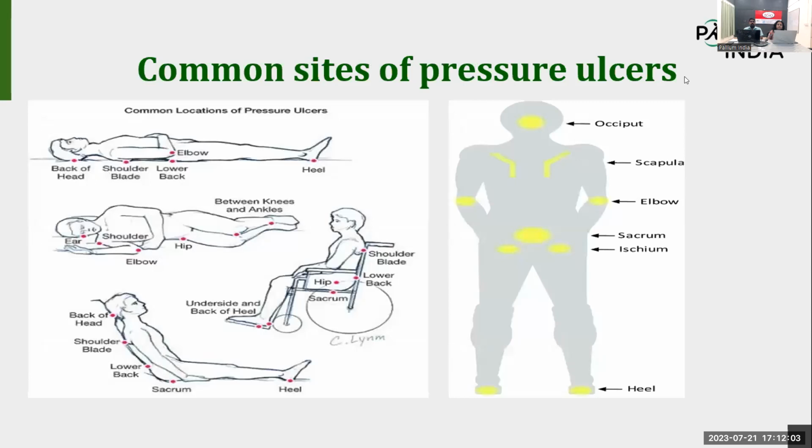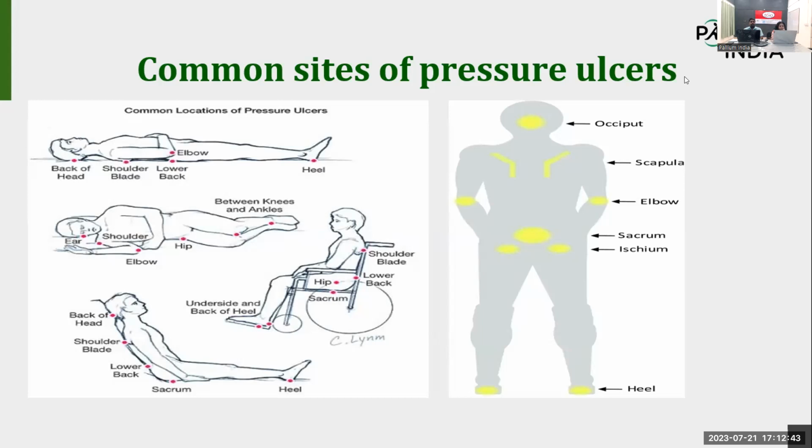So actually, these are all the common sites of pressure ulcers in various positions: supine position, lateral position, semi-forward position, and sitting position. Here I am showing four positions. In supine position: back of the head or occiput area, then shoulder blade, the lower scapular region, then lower back, and if we keep the elbow continuously on the mattress, the elbow region, and the heel region. These are all the common pressure-prone areas if the patient is continuously in supine position.